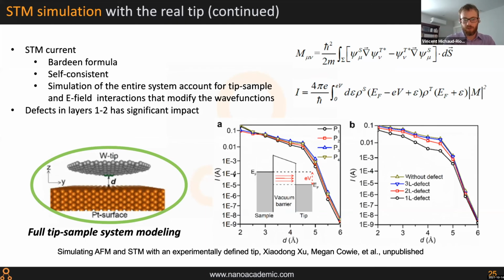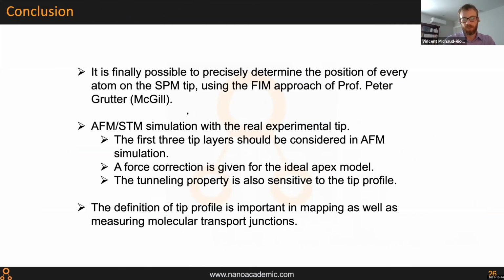Okay, so these are results. Let me just skip over that and summarize the study. Miguel Cowie, working for Professor Grutter, was able to precisely image a tip using field ion microscopy. Based on that, we're able to run a simulation with the real experimental tip coordinates. This allows us to derive a series of results that match the experimental data much better than the ideal triatomic model would. This definition of the tip profile is also important in STM, where the mapping of the current versus voltage on the surface is strongly dependent on the atomic structure of the tip.